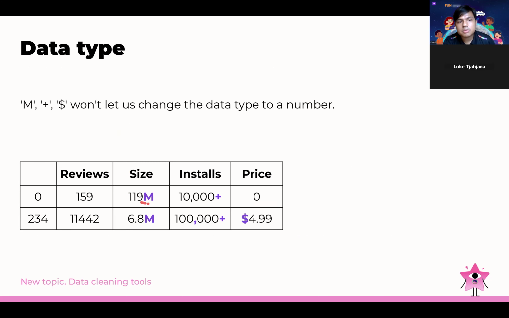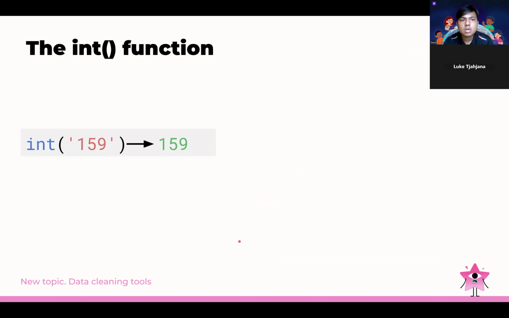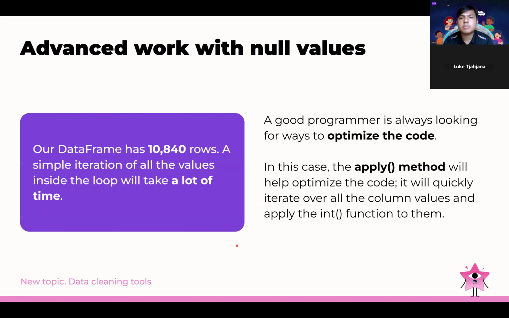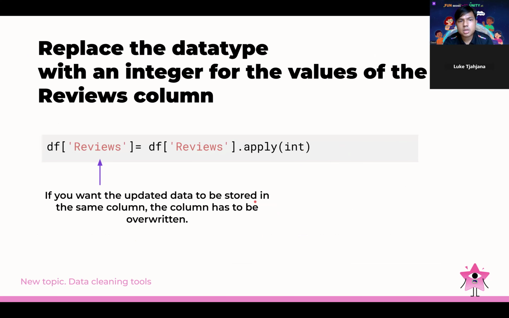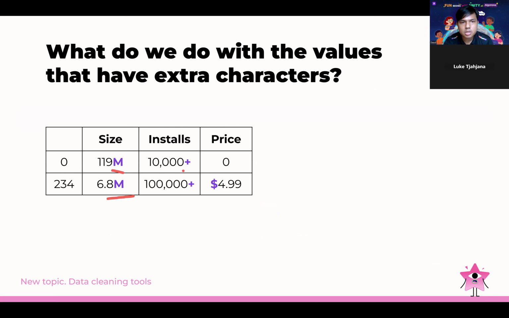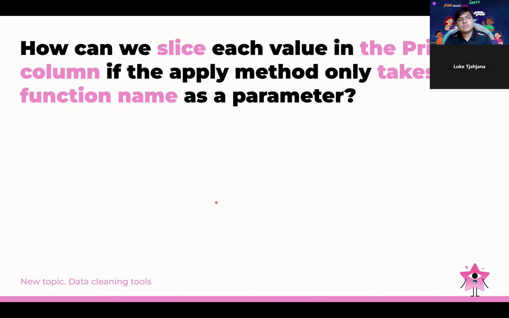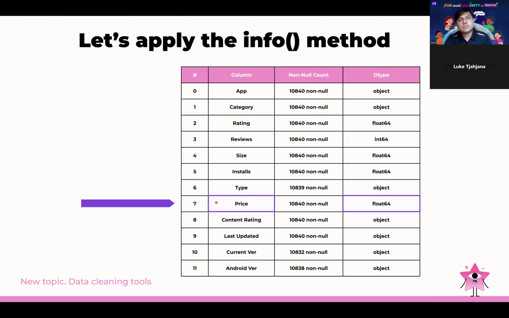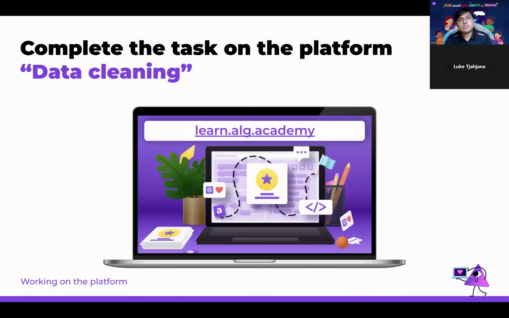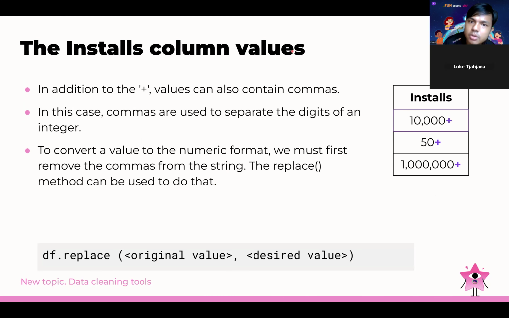The next one is if you see the size is M and the installs have a plus, or the price has a dollar sign in there. It's one of the dirty data as well. We can use replace and also apply functions to replace all of these unnecessary characters. That's all. Any questions? No, sir. Okay, no question.